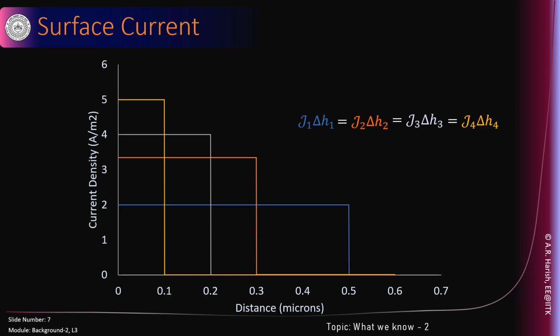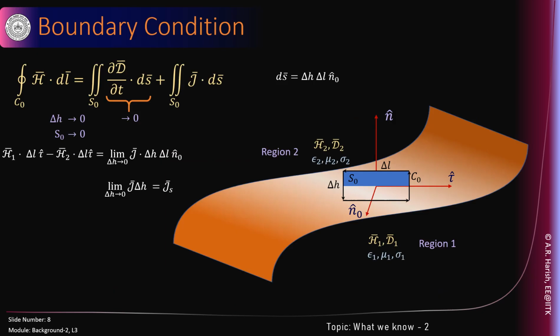What we notice is, as delta h keeps shrinking, the value of J keeps going towards infinity, but the product of J delta h remains finite, and that is known as the surface current Js bar. So the limit delta h tends to 0 of J bar delta h is, by definition, Js bar, the surface current. The units are ampere per meter.